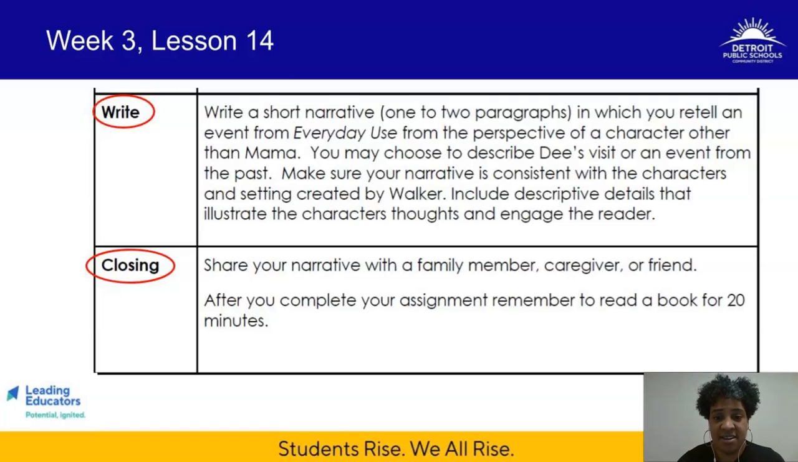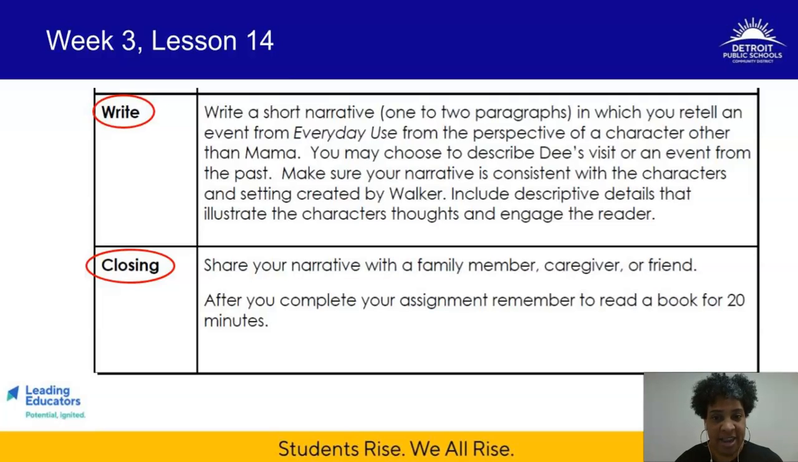And then you're going to move on to the write section, where you're going to do a short narrative piece that combines the think and talk activity. So I'm going to help set you up a little bit for that.